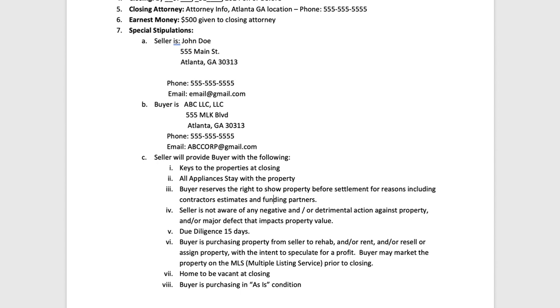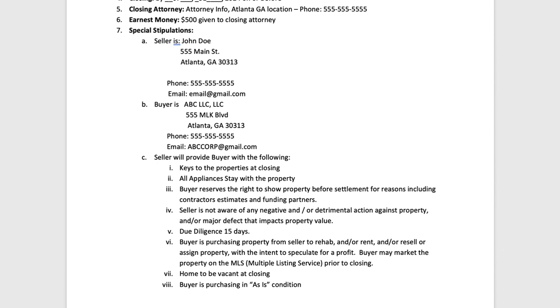And I always put buyer is purchasing the property as is. I like to make the seller feel comfortable, so I throw that in there. We all know I'm buying it as is, but when you actually write it down in the contract and stipulations, it makes the seller feel, oh okay, this guy really cares, that I'm buying it as is and I don't have to do anything for him to purchase it.